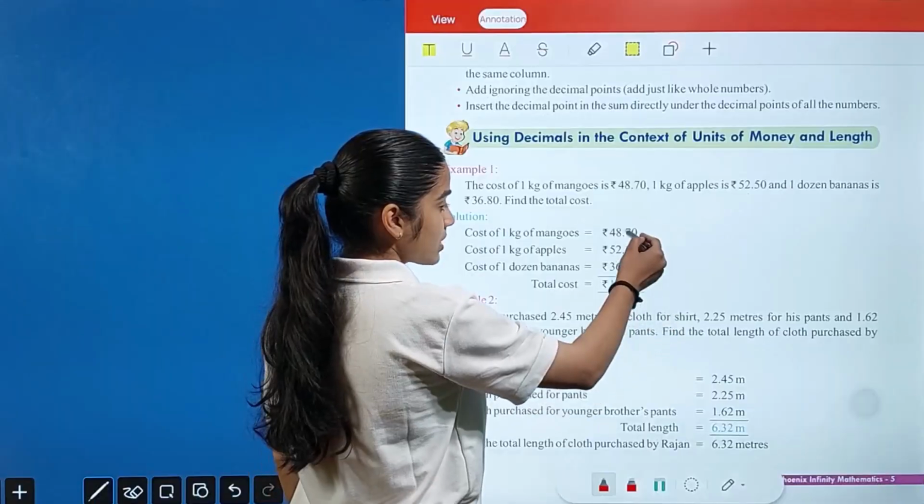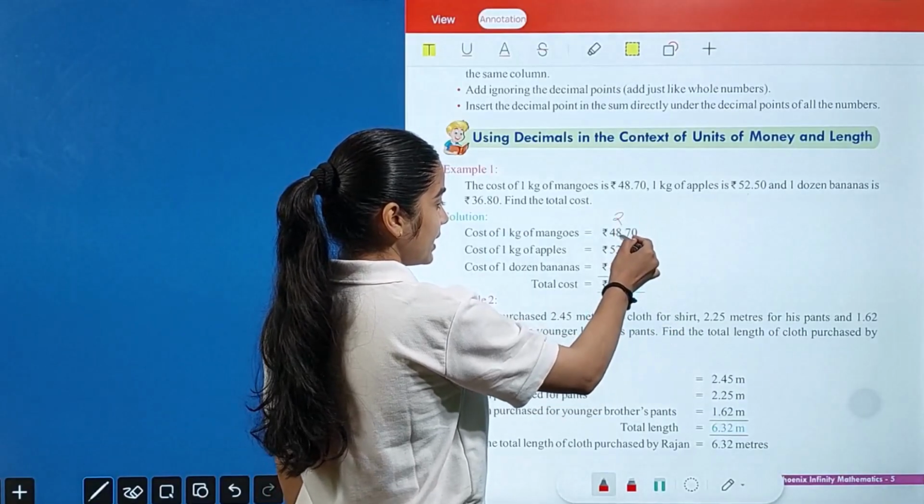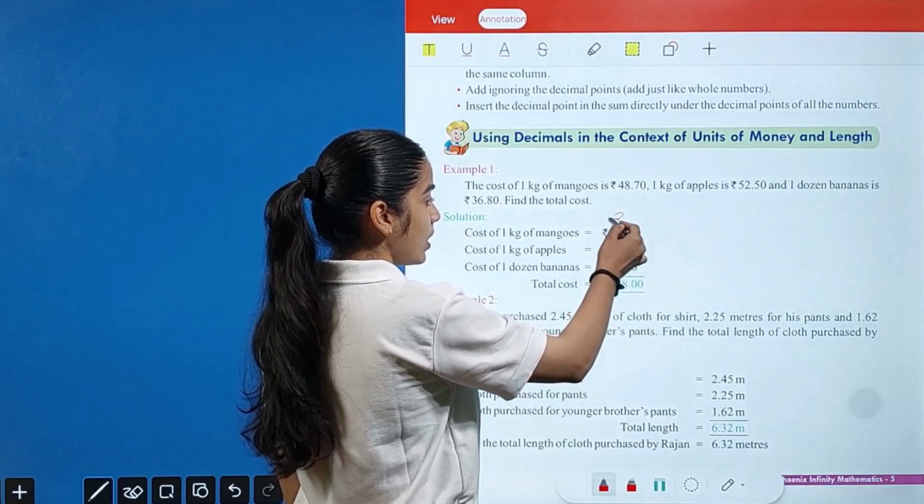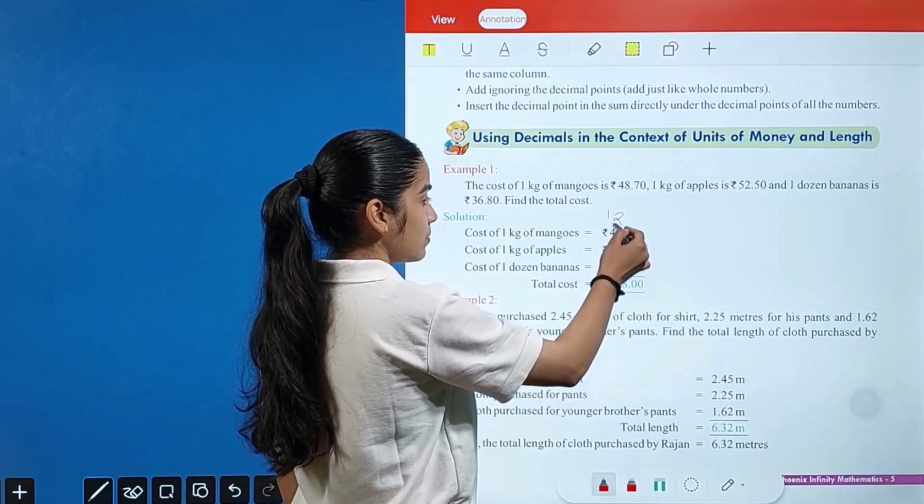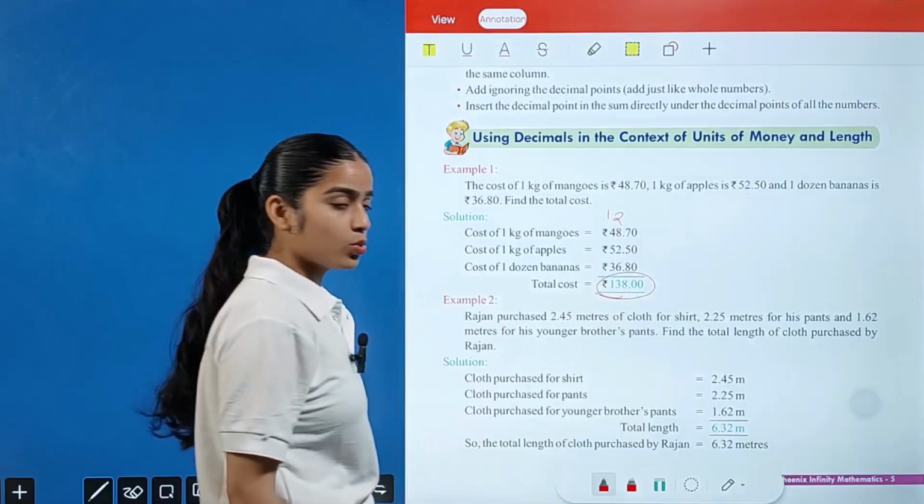0 will be 0, 7 plus 5 is 12, 12 plus 8 is 20, 0, 2 will be carried. 8 plus 2 is 10, 10 plus 6 is 16, 16 plus 2 is 18, 1 will be carried. 4 plus 5 is 9, 9 plus 1 is 10, and 10 plus 3 is 13. So 138 is your total amount.